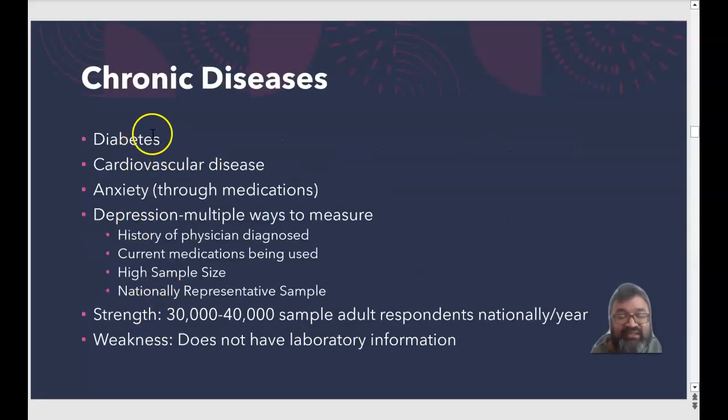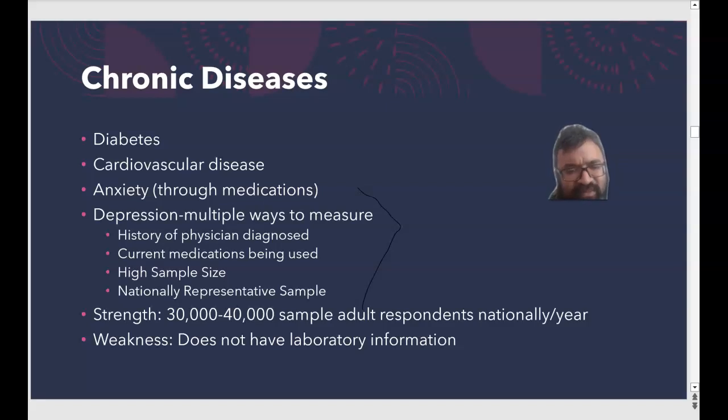So here are some chronic diseases, and these are diseases that I've been looking at recently. Again, I went over this previously, the depression has multiple ways to measure, so I'm not going to go over that right now. There's diabetes, cardiovascular disease. Again, the strength is there is a huge sample size, as you can see. However, there's no laboratory information. When you look at NHANES, you have the creatinine clearance, and based on that, you are able to understand chronic kidney disease and how that plays out.